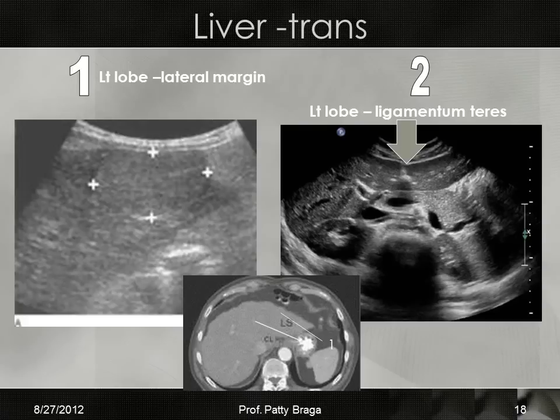And the landmark for that is something called the ligament teres, and I put an arrow on that. It's a very echogenic structure. It is sometimes so echogenic that it actually shadows like a stone.